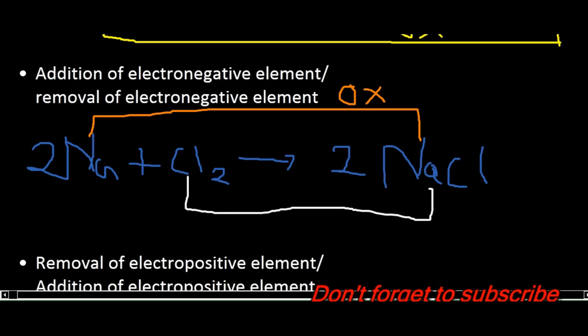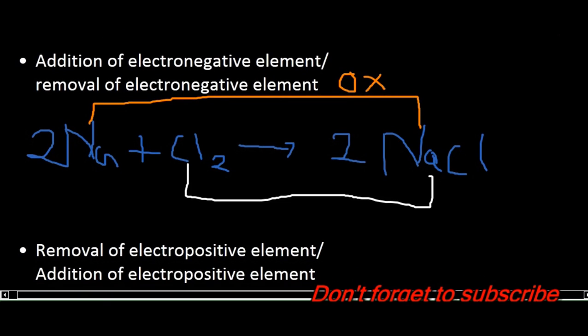Why? Because electronegative element is added to an electropositive element. So this also gives us the next on our list, which is what? Removal of electropositive elements and addition of electropositive elements. So now chlorine here, electropositive element was added to chlorine to yield the reduction process. When electropositive element is added, it is reduction. When it is removed, it is oxidation.